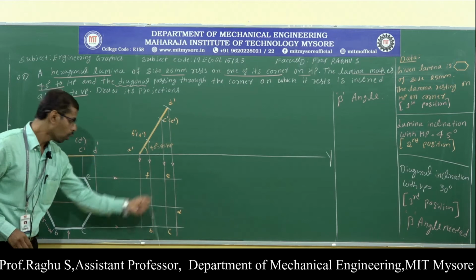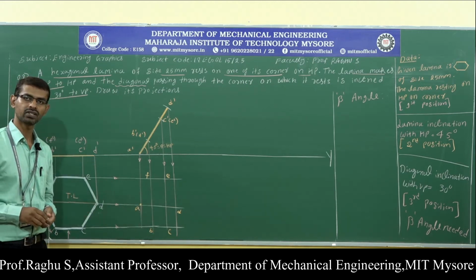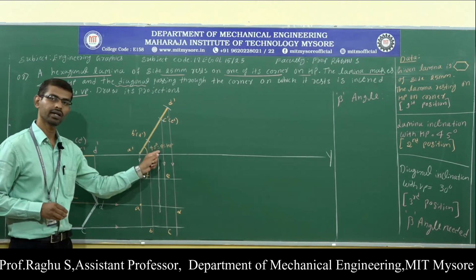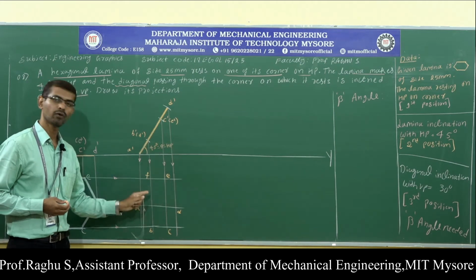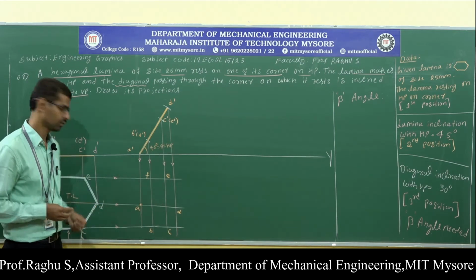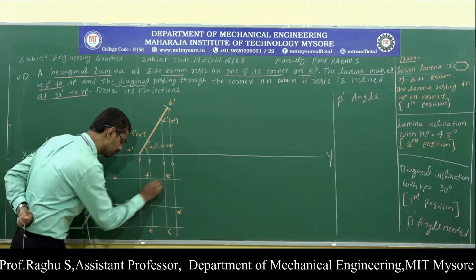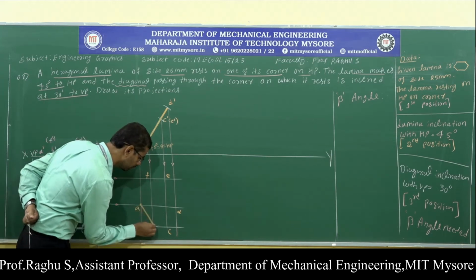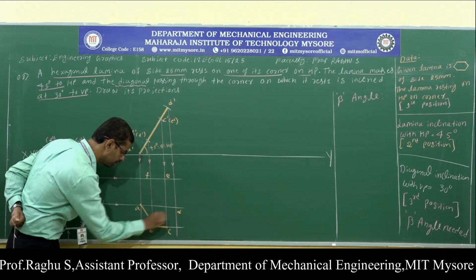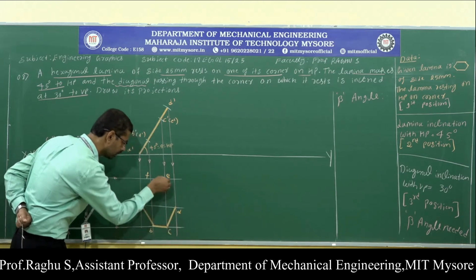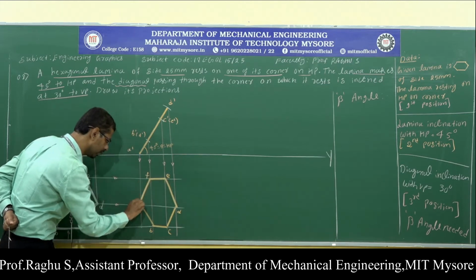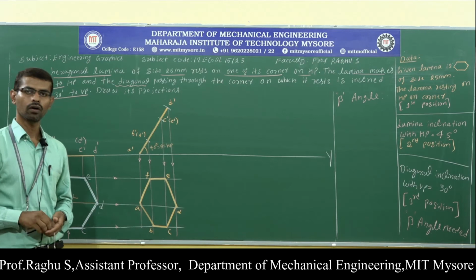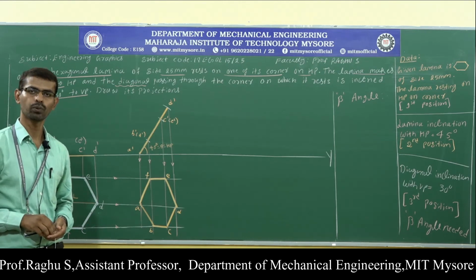Now, connect all the corners, so we will get the second position top view. That shape is called the apparent shape, because when the lamina is inclined with respect to HP, the shape of the lamina gets changed because of the inclination. First connect A to B using dark lines, B to C, C to D, D to E, E to F and finally A to F. Now I have completed the second position, top view and front view.